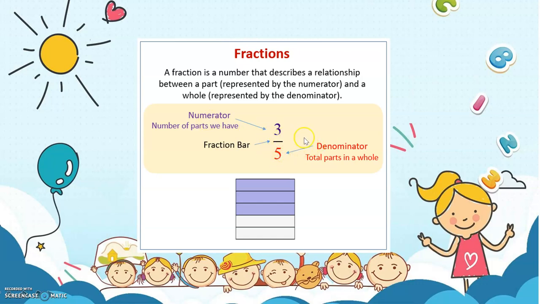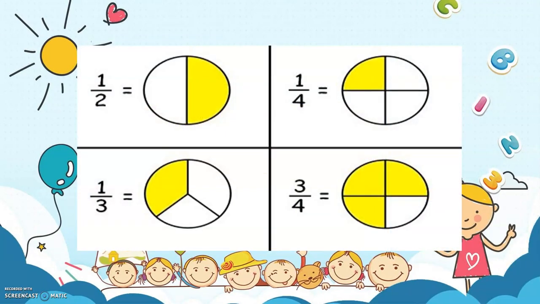So we have a fraction bar. We have an example here: 1, 2, 3, 4, 5. So how many are shaded? 1, 2, 3. That is 3/5. 3 is the numerator, 5 is the denominator. Next, we have examples of fractions. So 1/2, 1/4, 1/3, and 3/4. Those are examples of fractions.